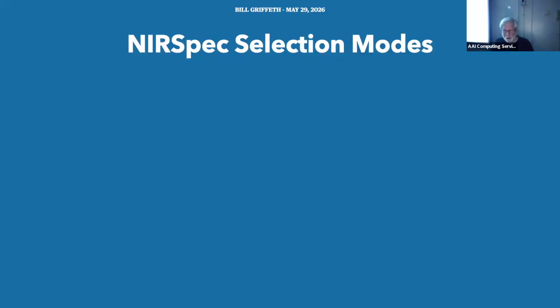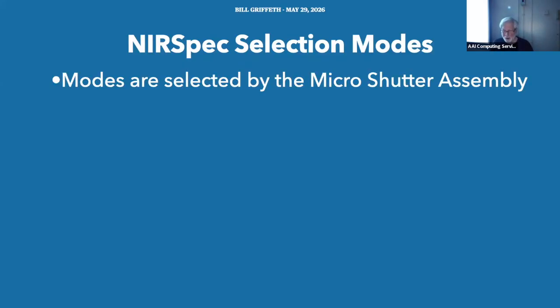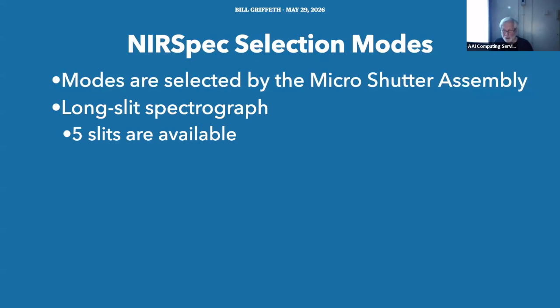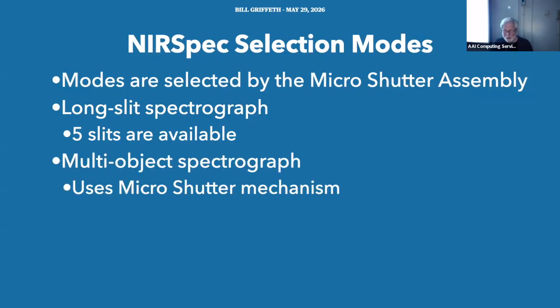Okay, so NIRSpec selects objects in 3 ways, using the micro shutter assembly. Its long slit spectrograph selects a sliver of the exposed light to send to a disperser, a prism, or a grating. 5 slits are available. Its multi-object spectrographic mode uses the micro shutter mechanism, an array of tiny shutters used to select portions of the focused light in a much more flexible way.